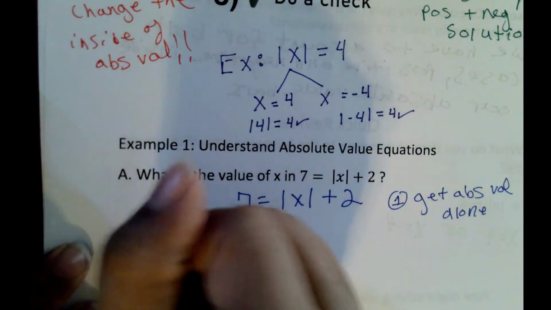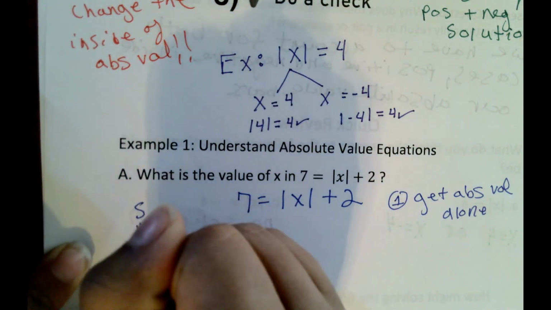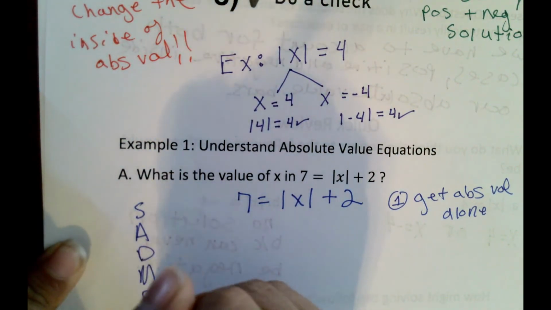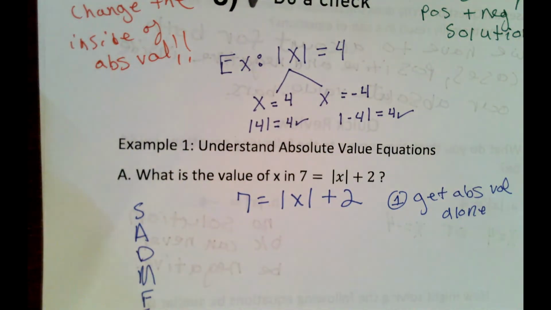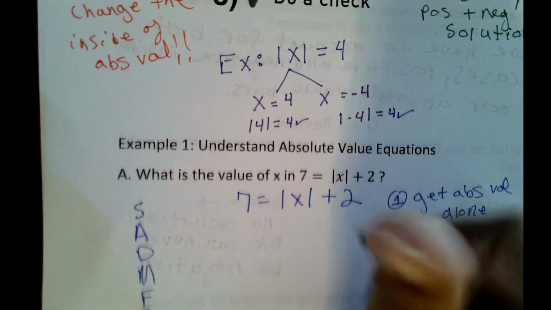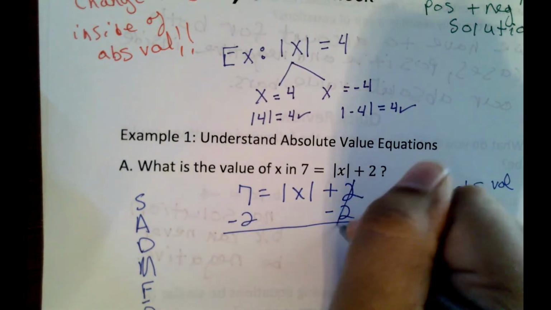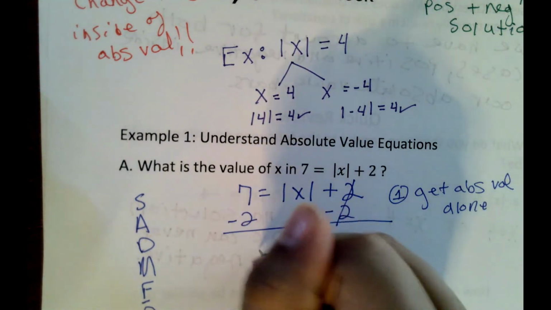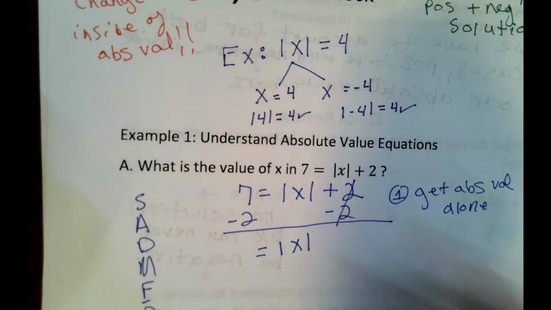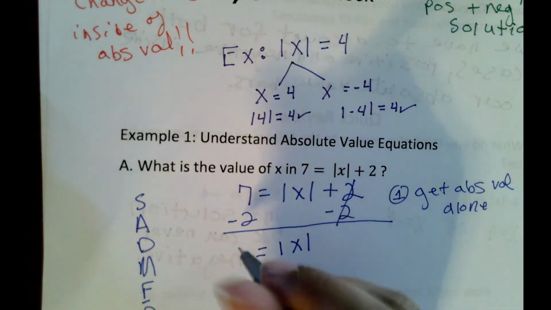Well, we're going to treat that absolute value as if it was an x that we were trying to get alone. Meaning that we're going to get rid of it using SADMAP. If it's adding, we're going to subtract. Okay, so we're going to bring down the absolute value of x because we haven't used it. 7 minus 2 is 5.